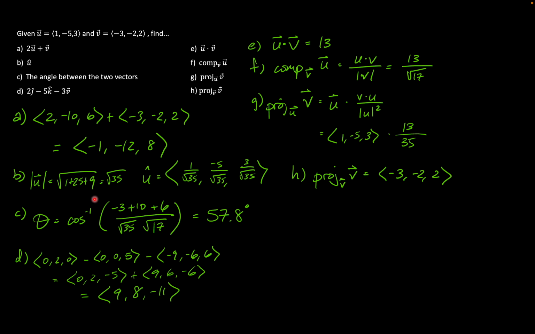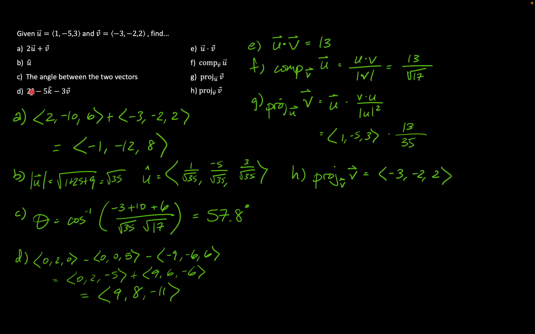Then back to C. To find the angle between the vectors u and v, I'm going to take an inverse cosine of the dot product, which is the 13, divided by the product of the magnitudes of the individual vectors. And if I ask the calculator to help me with the inverse cosine, I will get an angle of about 57.8 degrees. In part D, we are asked to perform a calculation with standard unit vectors.